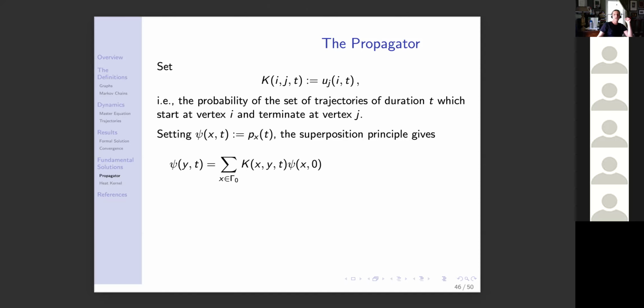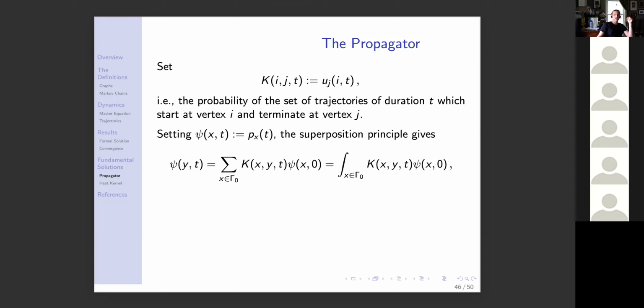Okay, so then the superposition principle you can rewrite as saying psi(y, t) is a sum over all vertices, applying the propagator to psi(x, 0). You wouldn't write it this way typically because it's a discrete set, gamma naught. You can think of it as the integral of the propagator applied to psi. So this is what you call an integral kernel in functional analysis, if you like, okay?